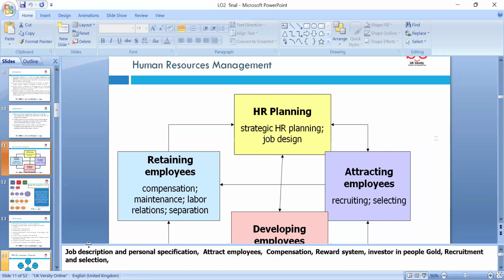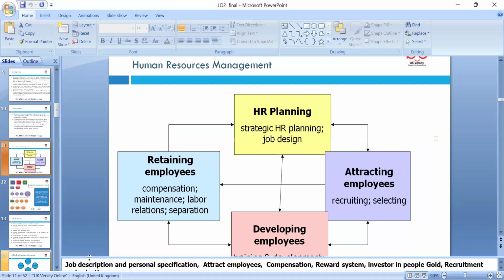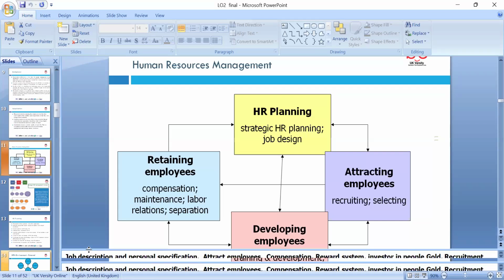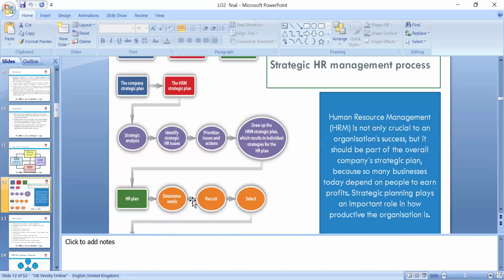We have to look at attracting employees, recruiting and selecting. We look at deploying employees, the right person at the right place at the right time with the right skills, and we do training and development. Retain employees, because of staff retention, relations with the labor, separations. You have to look at your interest and the organization's interest.